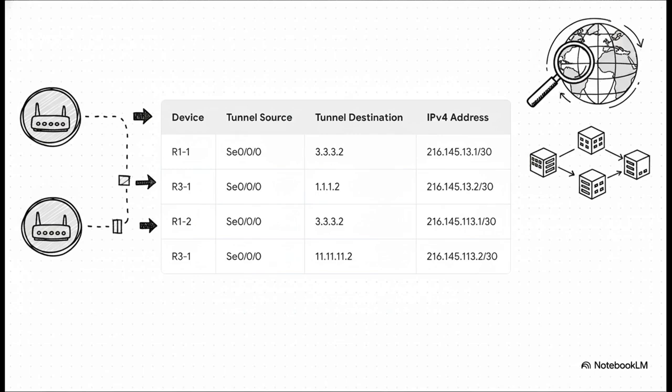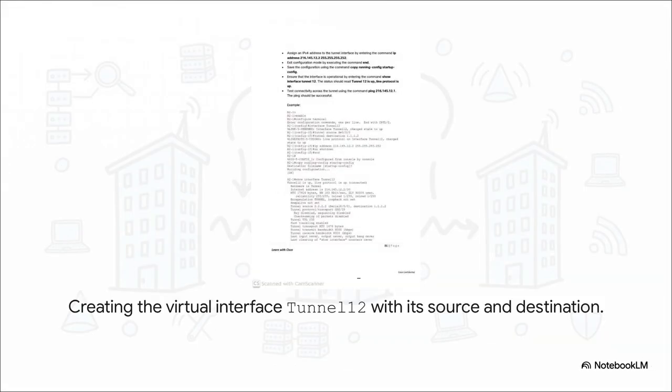These are the public-facing IP addresses of the routers at each site. This table right here lays out the exact blueprint we're going to use to connect our network. So what does the configuration look like? Well, we create a new virtual interface, which we're calling Tunnel 12. Then we define the tunnel's source and destination using those public IPs from our table.